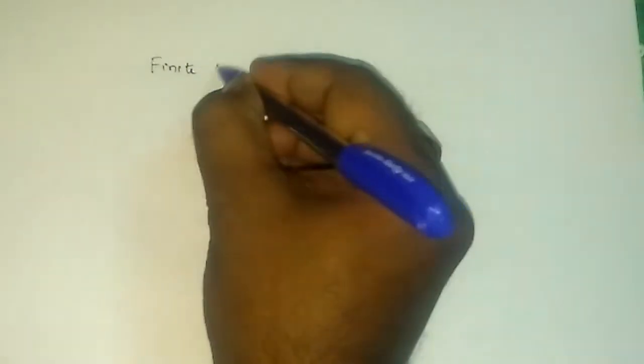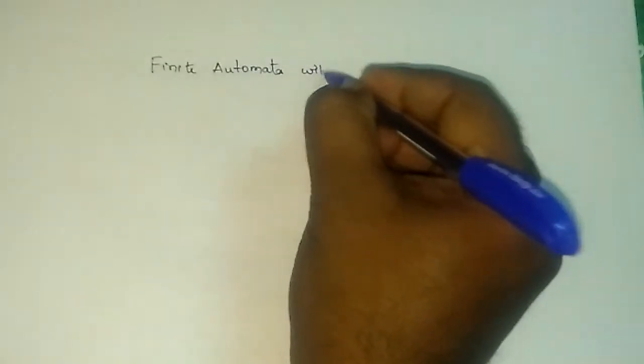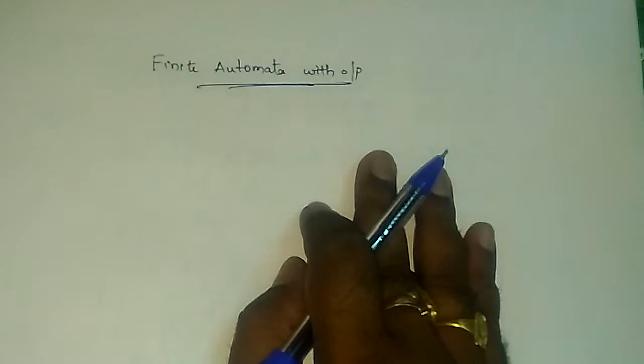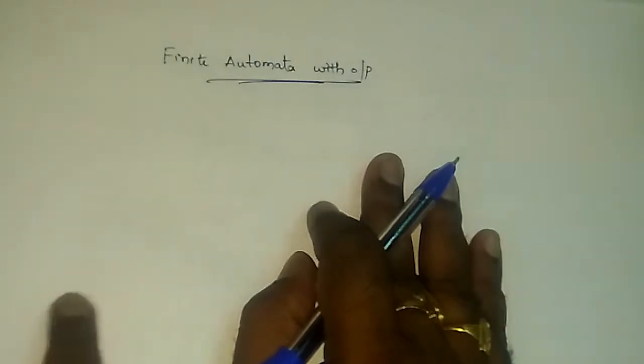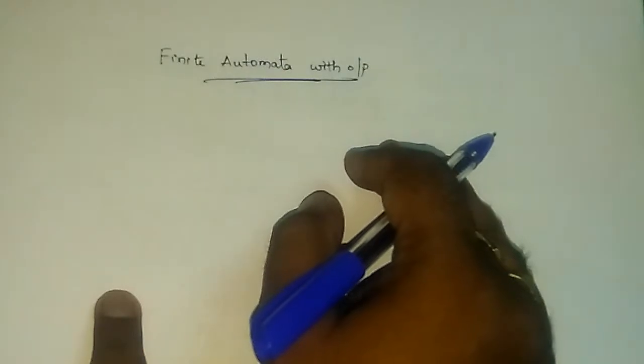Today we are going to discuss finite automata with output. So till now we constructed deterministic finite automata and non-deterministic finite automata. Now we need to construct a finite automata with output. So what if we have an output for a finite automata? Here to do this we will discuss two machines.